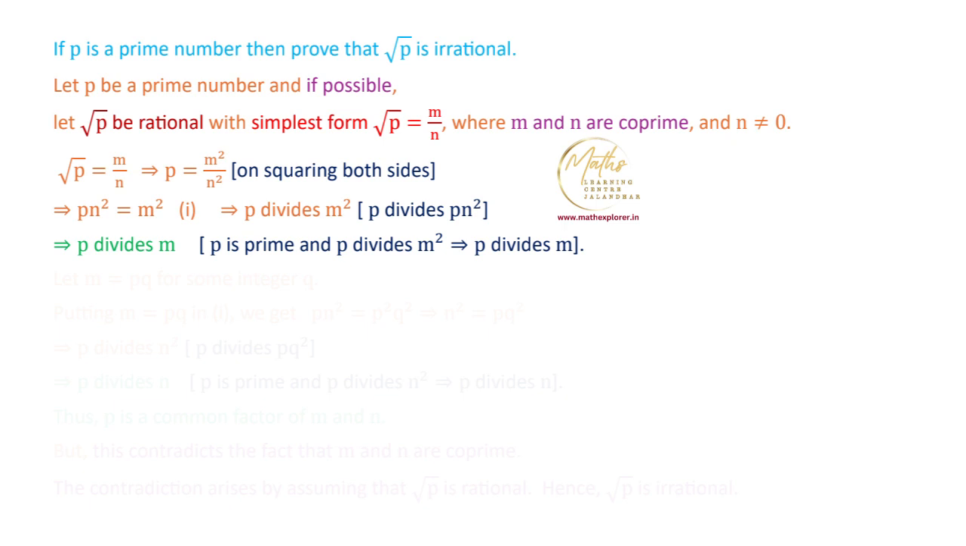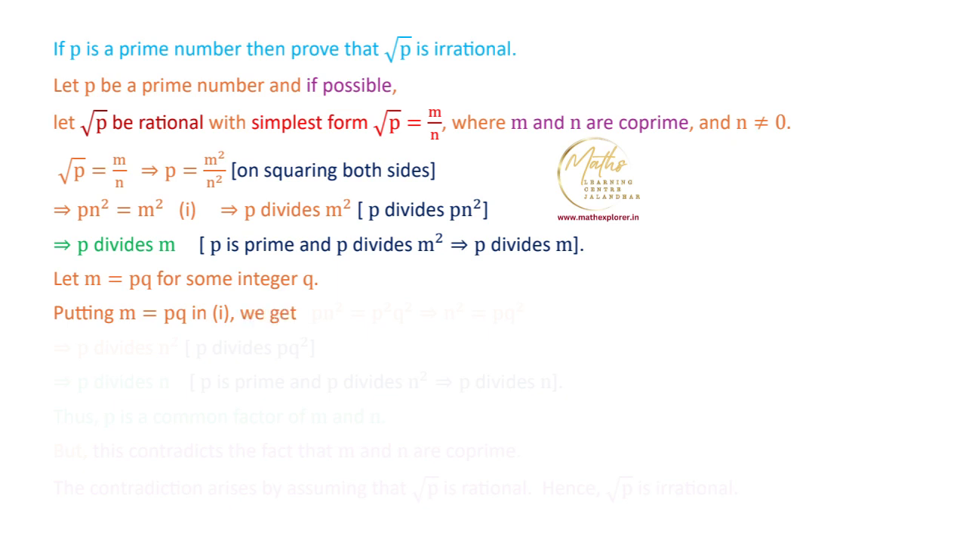Now if p divides m, then we have some integer q such that we can write m is equal to p times q. We are saying p divides m, it means we can write m is equal to p into q for some integer q. This is by the definition of divisibility. So we substitute this value of m, m is equal to pq, in equation 1. We are substituting this value of m over there.